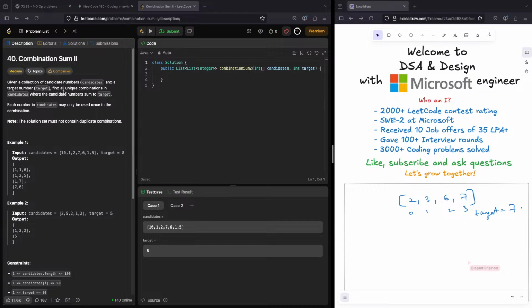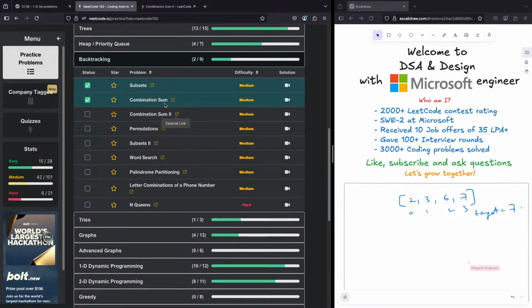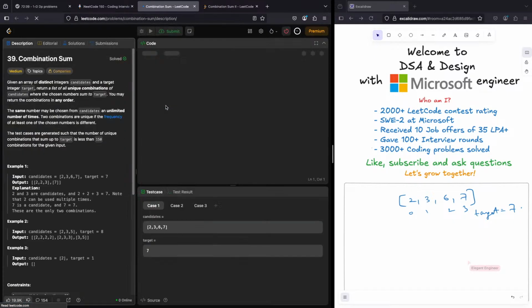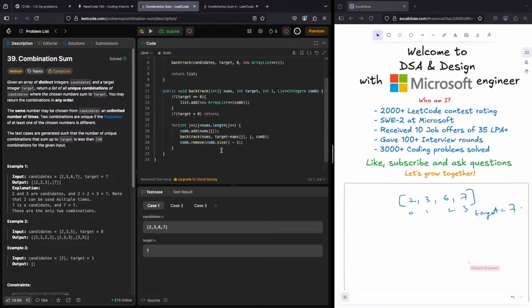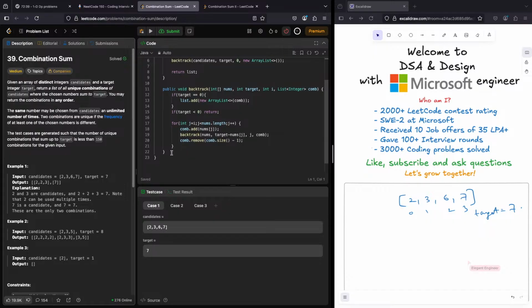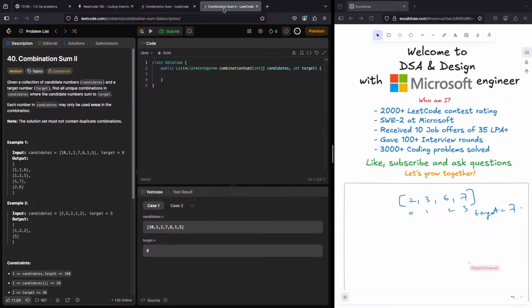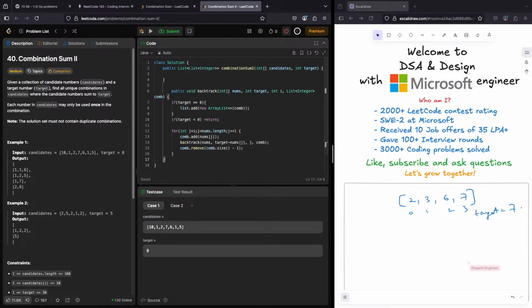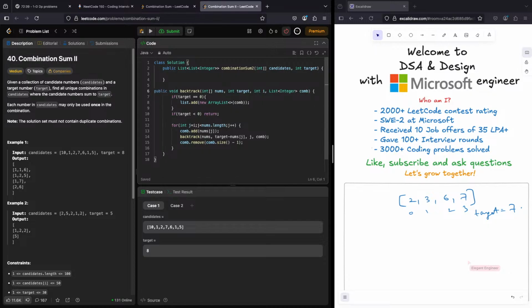Given a collection, find all the unique combinations. So this is exactly the same problem. The only difference should be, we solved this a while back, right? So the only difference there should be is that you need to do i plus 1, j plus 1 here.